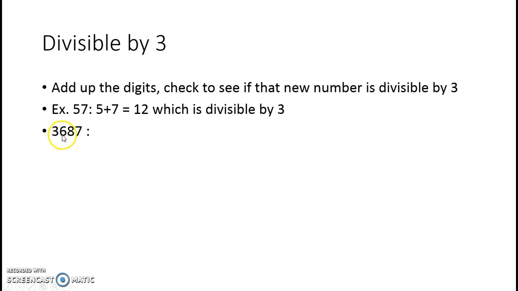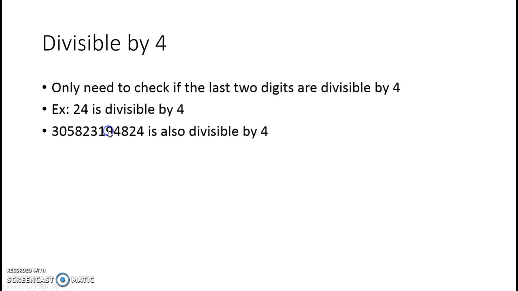Similarly, 3,687. 3 plus 6 is 9. 9 plus 8 is 17. And 17 plus 7 is 24. 24 is indeed divisible by 3. So it's a nice little quick way to check and see if it's divisible by 3.